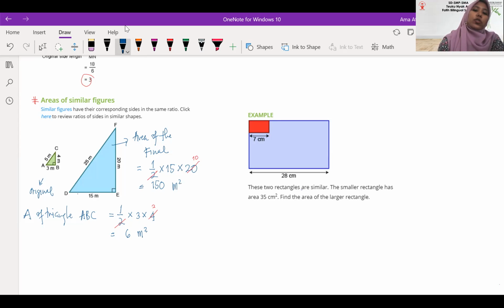All right. So students, now I would like to teach you one more way to solve this. Because we have the original and also the final, let's now find the scale factor.